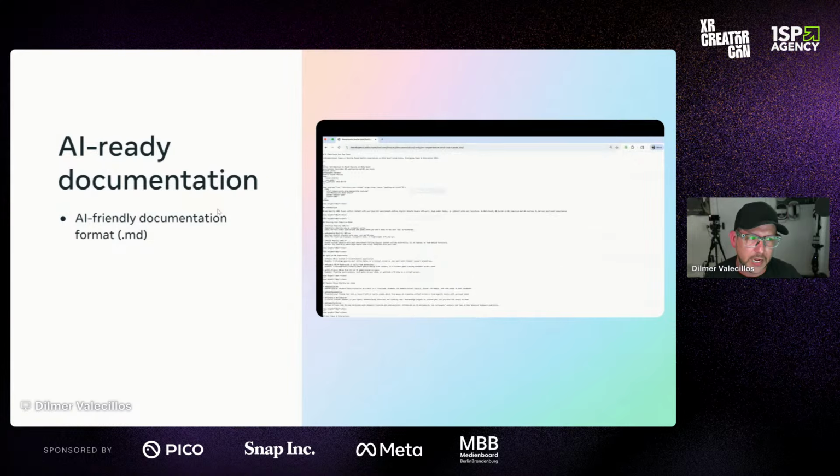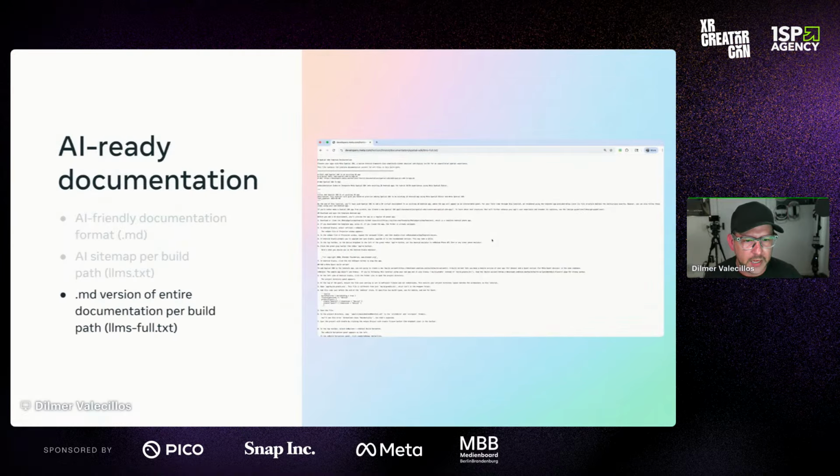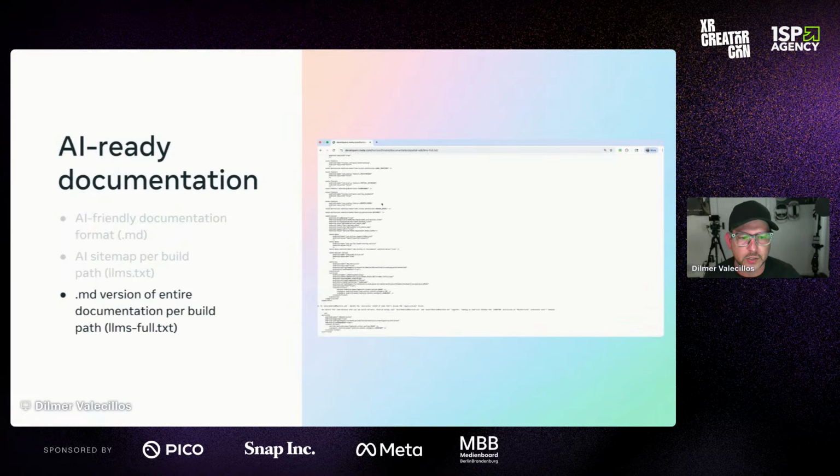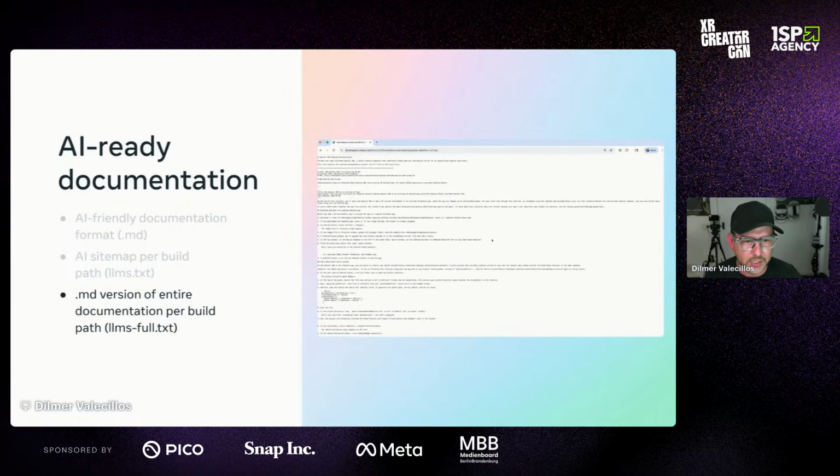And that's currently already available for all building paths. It also has a sitemap, llms.txt, that sits at the root of our documentation. And then there are also MD versions of the entire documentation that are available for all these agents.